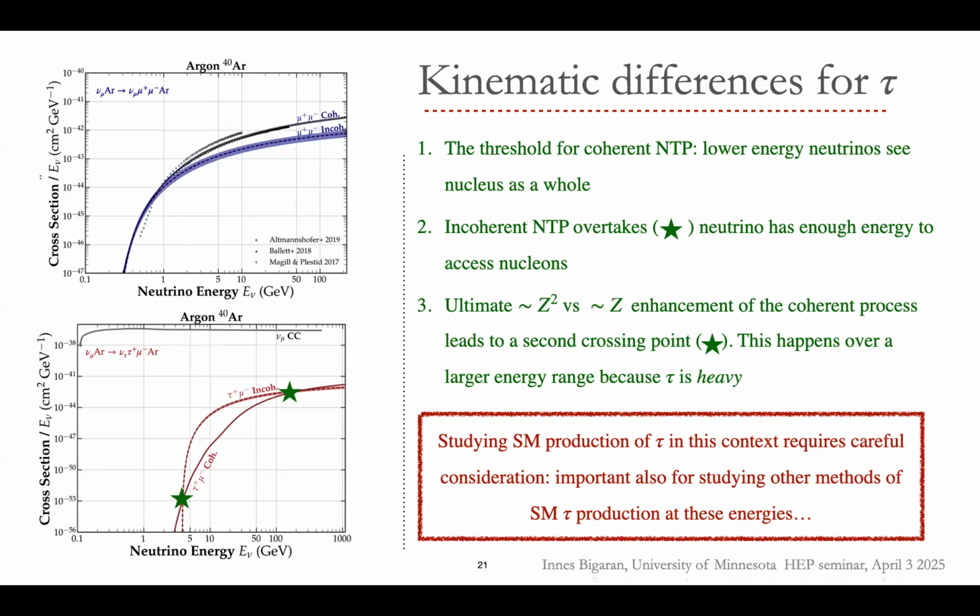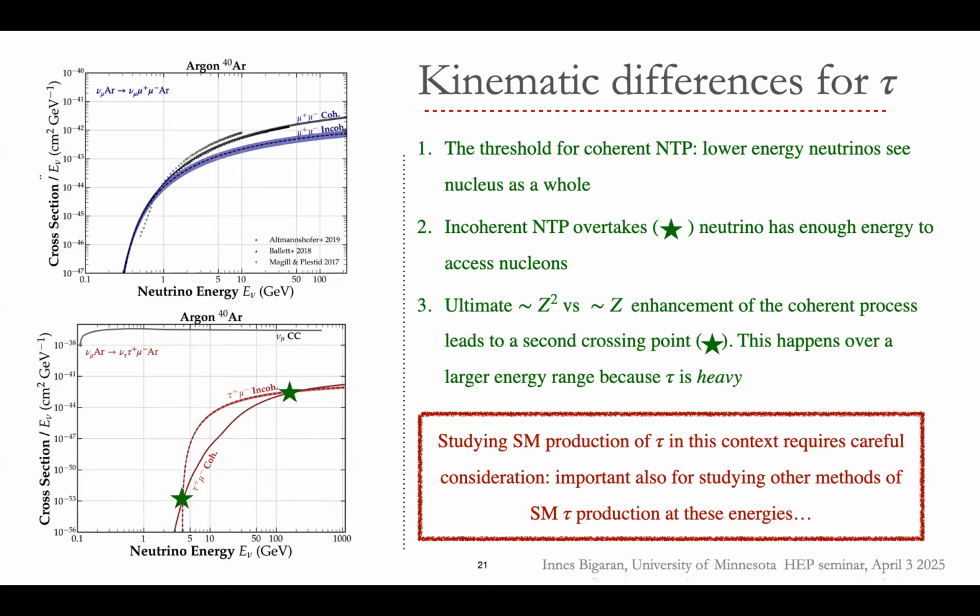We can't do that for the tau in that final state. We initially have the switch-on of the incoherent, and that rapidly overtakes coherent production. And then ultimately we have a second crossing point where we have the coherent dominating with the gradual Z squared scaling. So there are two crossing points, and there are regions of incoming neutrino energy that are sampling both incoherent and coherent production in a way that was not present for these lighter leptons. So what this means is that we really need to consider a more full calculation, because we're really in a region where incoherent contributions are non-negligible.